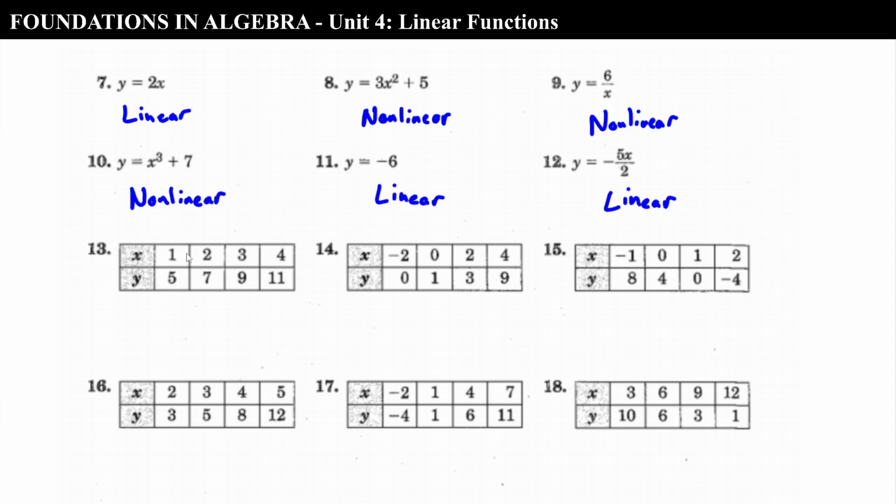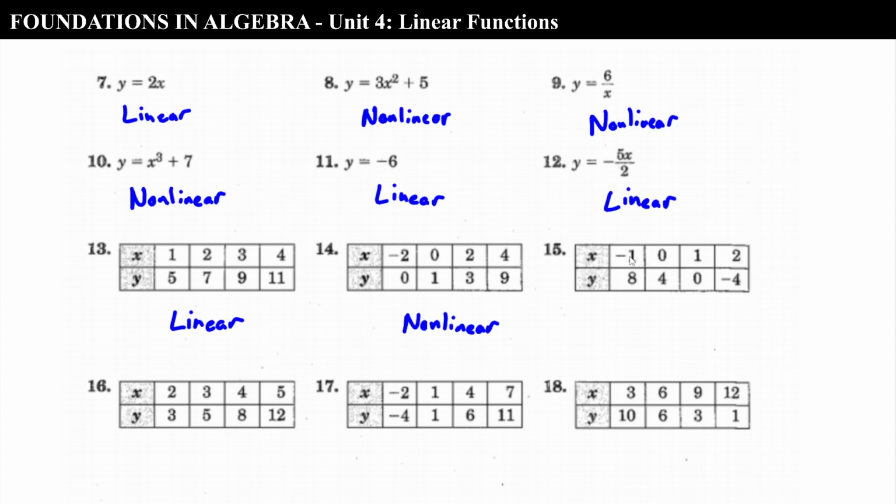Back to some tables. So all of these are changing at a rate of 1. So between 1 and 2 is 1, 2 and 3 is 1, 3 and 4 is 1. Here we got 5 to 7, which is 2, 7 to 9 is 2, 9 to 11 is 2, so all of that's the same. So this one is linear. Here we have -2 to 0, which is 2, 0 to 2, which is 2, and 2 to 4, which is 2. 0 to 1 is 1, 1 to 3 is 2, 3 to 9 is 6, so this one is nonlinear. So you can kind of start looking at some of these tables and just determine it.